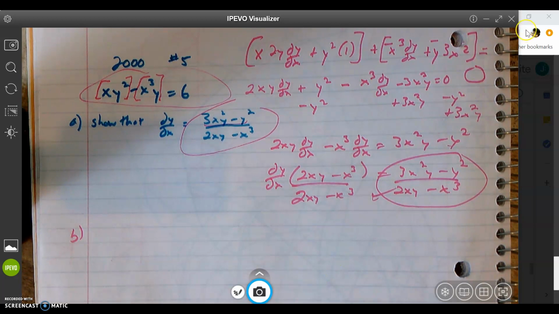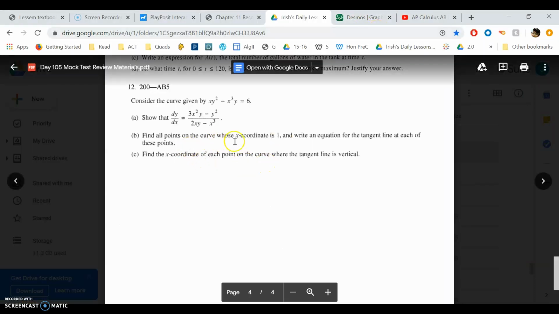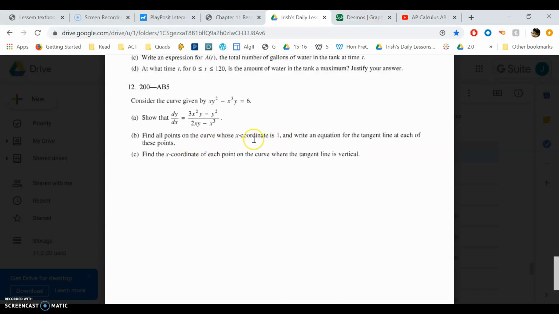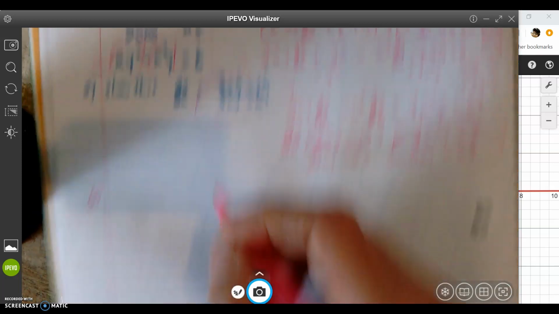If I'm looking at the graph here, it says find all the points whose x-coordinate is 1, so there might be more than 1. Look at this. This is 0 and 2, so 1 is here. And then here's one down here. So it looks like these 2 points, one here and one here. There are 2 points where the x-coordinate is 1, and then we need to find the tangent line at each of those. Let's do it.